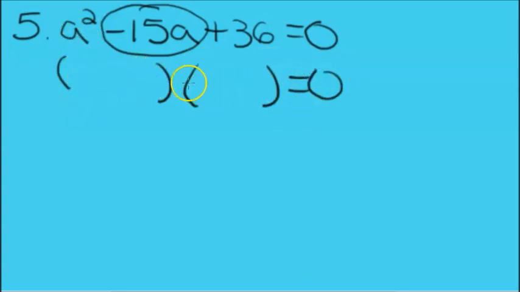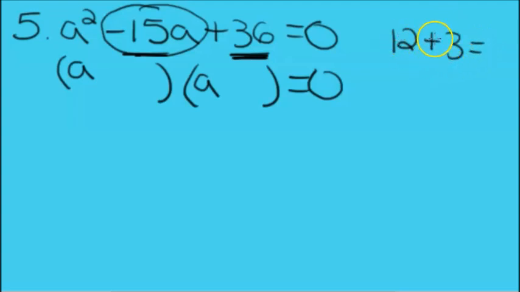So we have a times a, which gives us a squared. We're going to see what is multiplied to get 36 and added to get -15. So let's start with 12 plus 3. Well, that's going to be 15. Okay, well, 12 times 3 is going to be 36. So let's see if we can make those work.